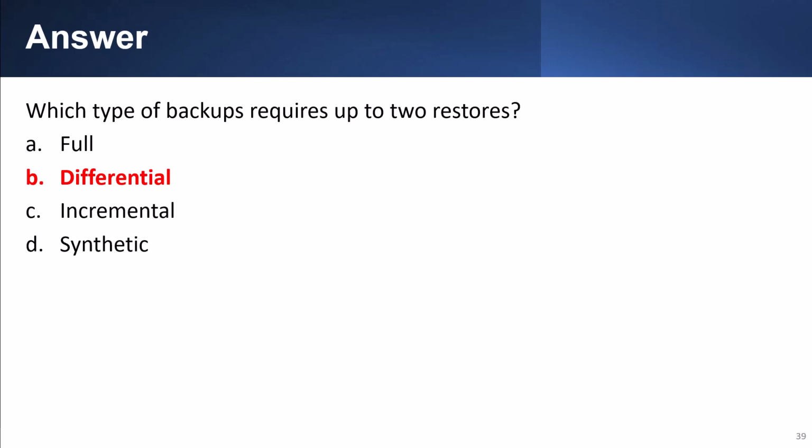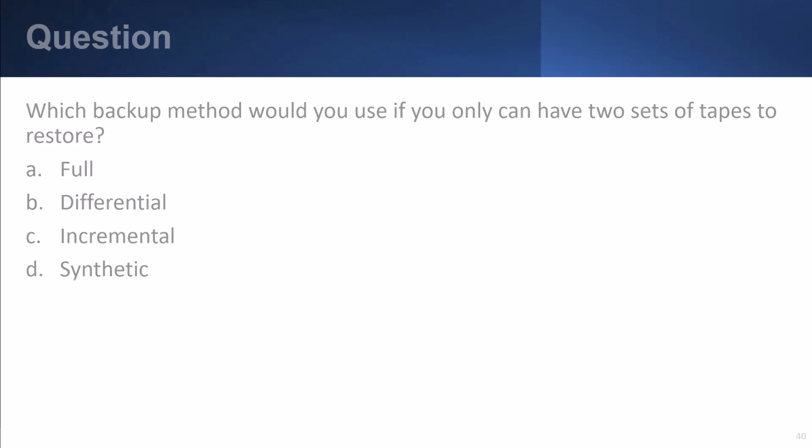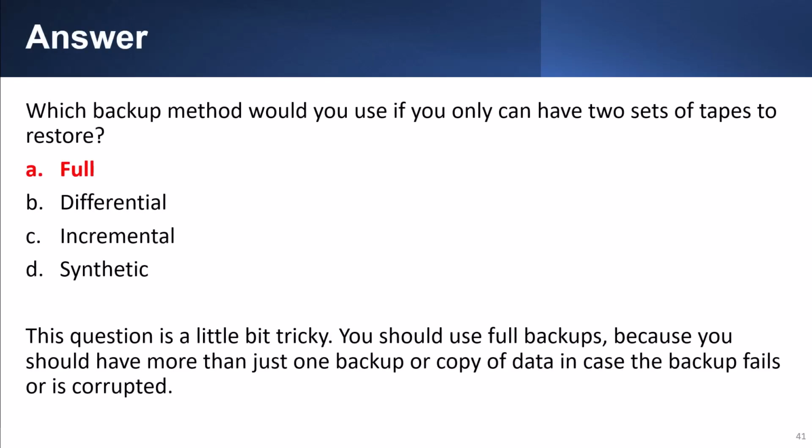Question: Which backup method would you use if you only can have 2 sets of tapes to restore? Answer: full. This question is a little bit tricky. You should use full backups because you should have no more than just one backup copy of data in case the backup fails or is corrupted.